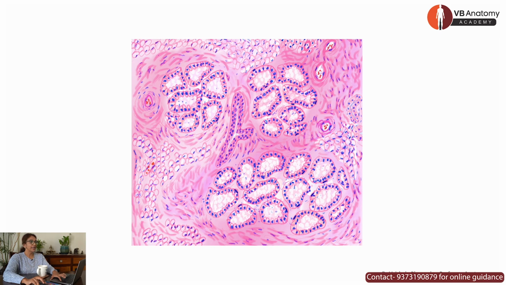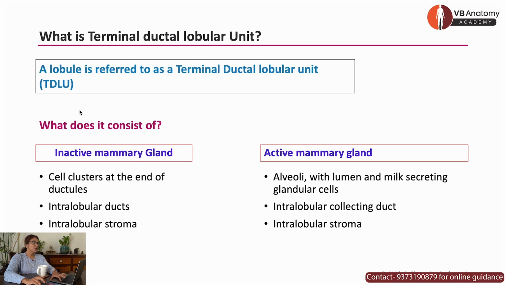with the dilated alveoli. So now this portion of a mammary gland that has capacity to secrete milk is called a terminal ductal lobular unit. In an active mammary gland, it consists of the alveoli draining into intralobular collecting duct and the surrounding stroma. Together is referred to as a TDLU.